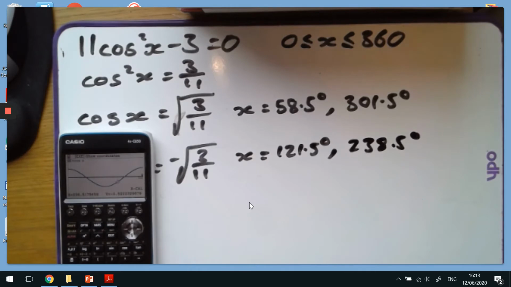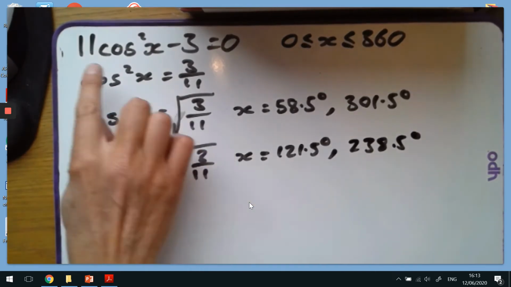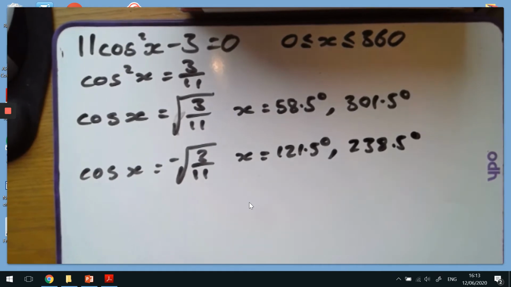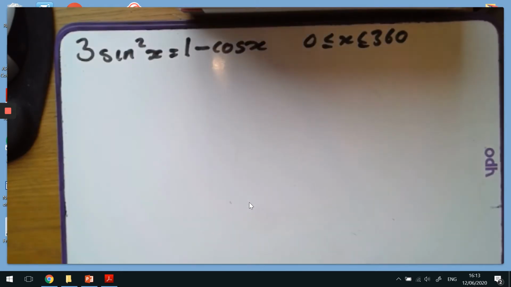All to 1 decimal place. Okay, so 4 solutions to that one. Maybe that one didn't look like it was going to have 4 solutions, but with experience you'll start to spot that sort of thing. Okay, next one.